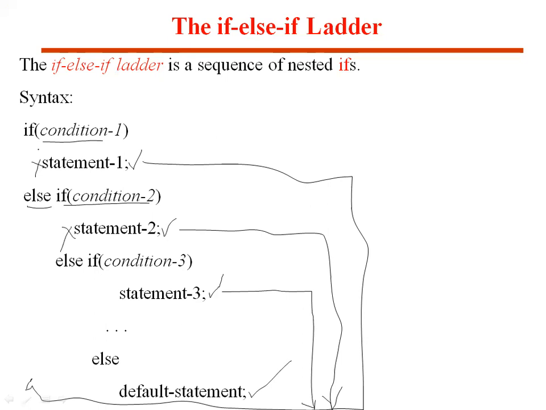So this looks like a kind of else if statements we write. That's why it is called an if else if ladder. This is the execution flow of an if else if ladder. This we need to understand. This is very, very important.